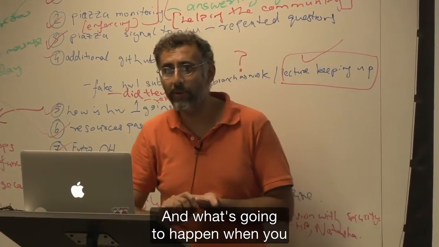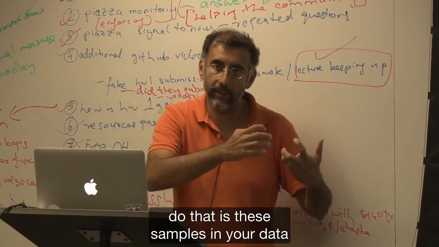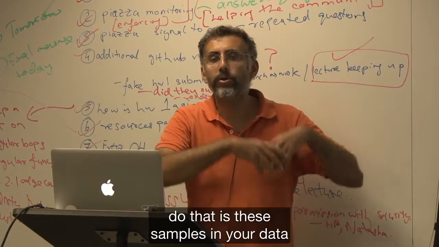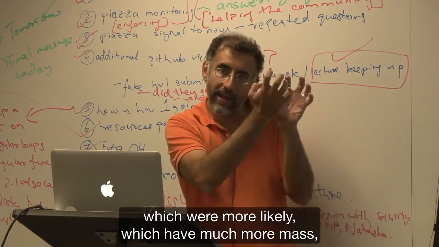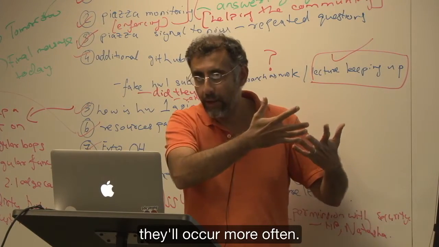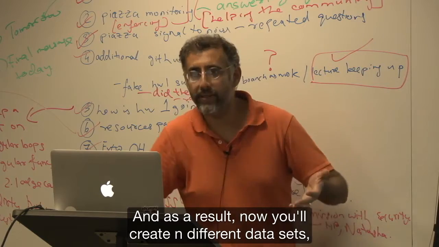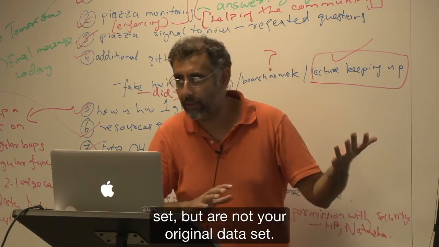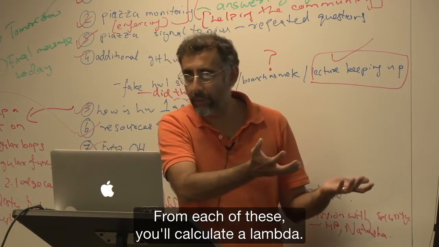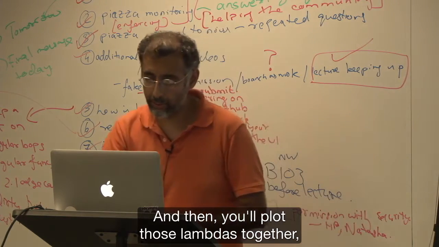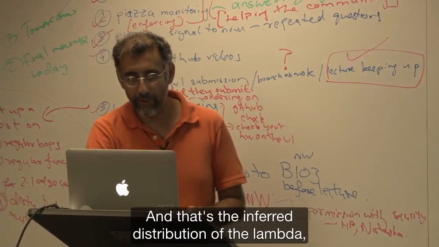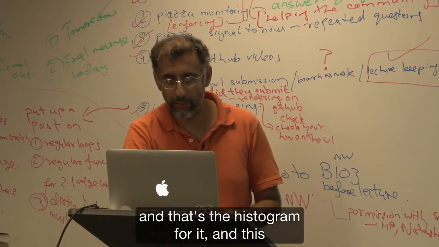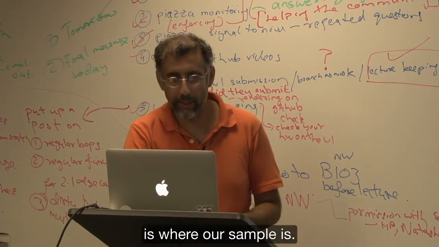And what's going to happen when you do that is these samples in your data, which were more likely, which have much more mass, they'll occur more often. And as a result, now you'll create n different data sets, which kind of look like your original data set, but are not your original data set. From each one of these, you'll calculate a lambda, and then you'll plot those lambdas together, and I do that over here. And that's the inferred distribution of the lambdas, and that's the histogram for it. And this is where our sample is.